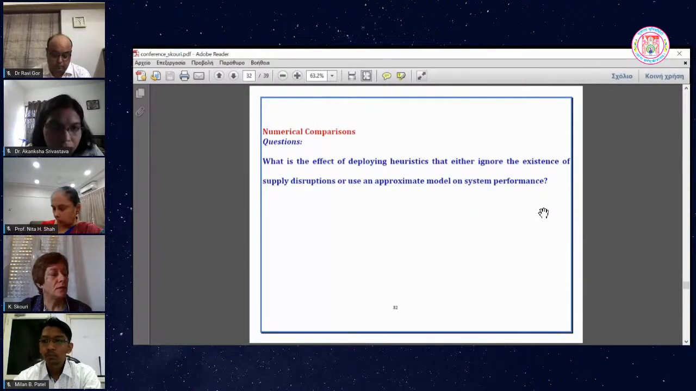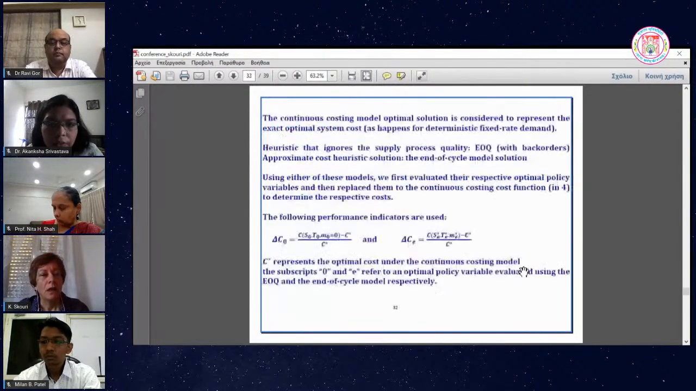And computational tests were performed to answer the following question. What is the effect of deploying heuristics that either ignore the existence of supply disruption or use an approximate model on system performance? So we use the continuous costing model optimal solution to represent the exact optimal system cost, as happens for deterministic fixed-rate demand.